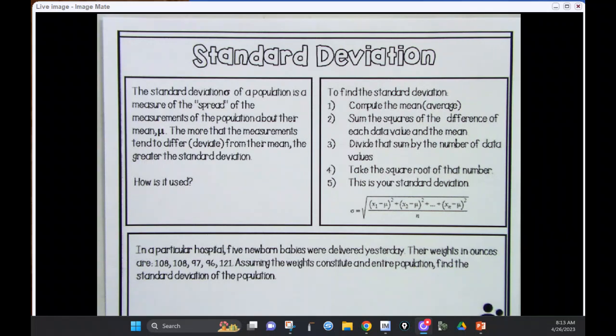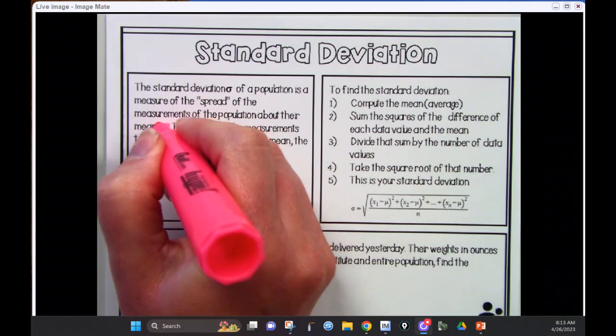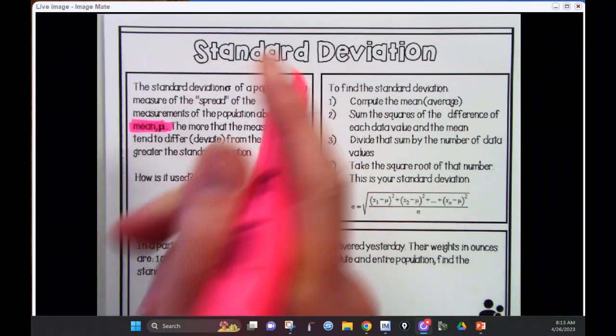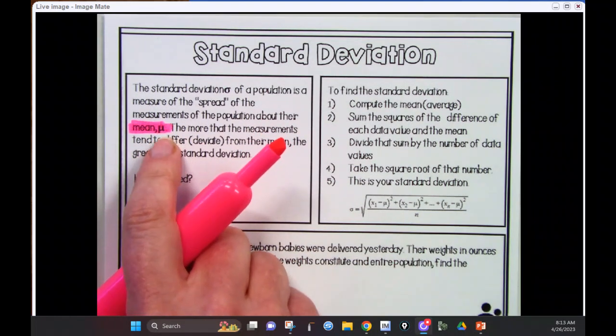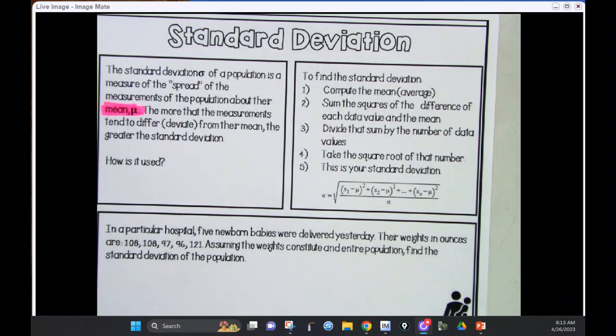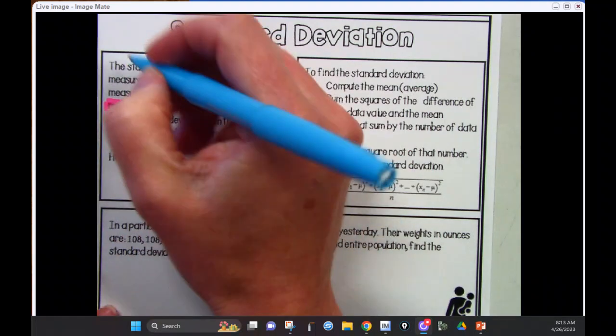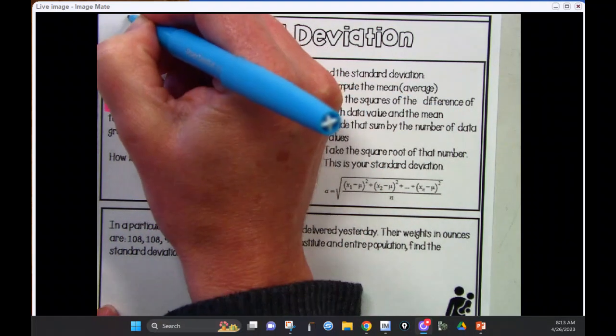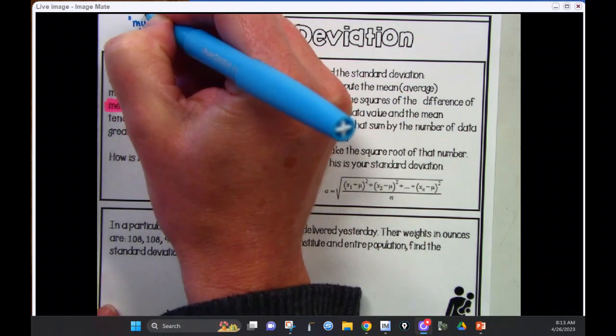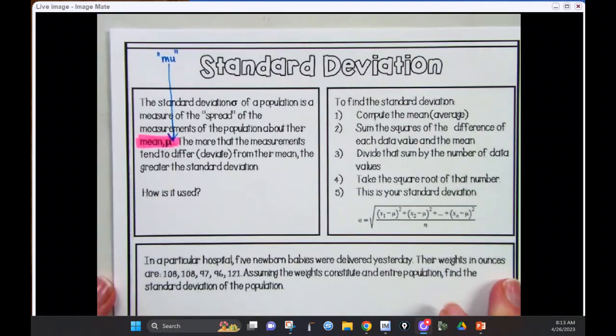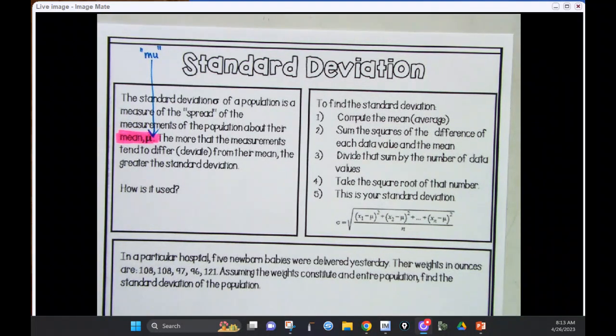So there's a fancy new symbol right here. Does anybody recognize that Greek letter right there? That guy right there is mu. Oh, there it is. And it is a symbol for mean. So if you ever see that, we're talking about the mean of a data set.